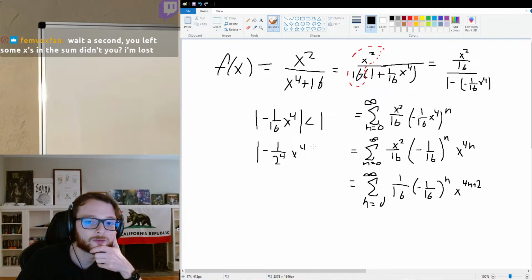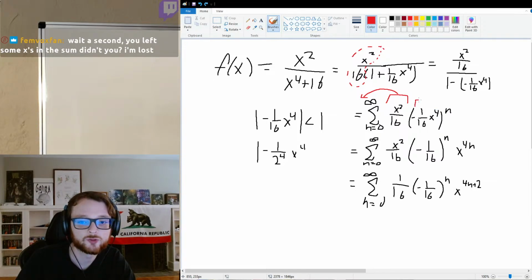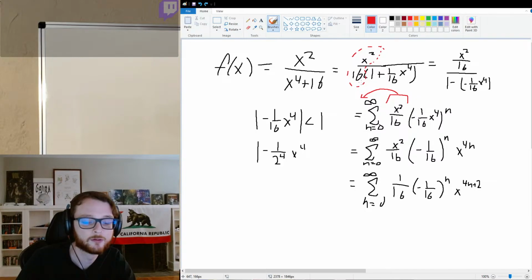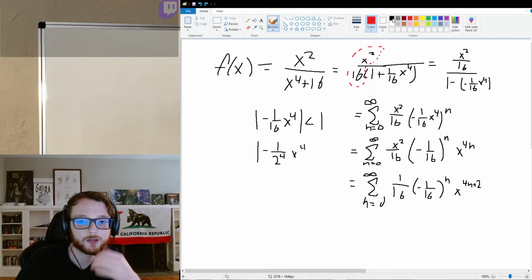I left some x's in the sum. We could take this x completely out of the sum. It has nothing to do with n. The x here has to stay, but I think we can use just this chunk to figure out our radius of convergence, because that's the only part that relates to n, is my rationale here.